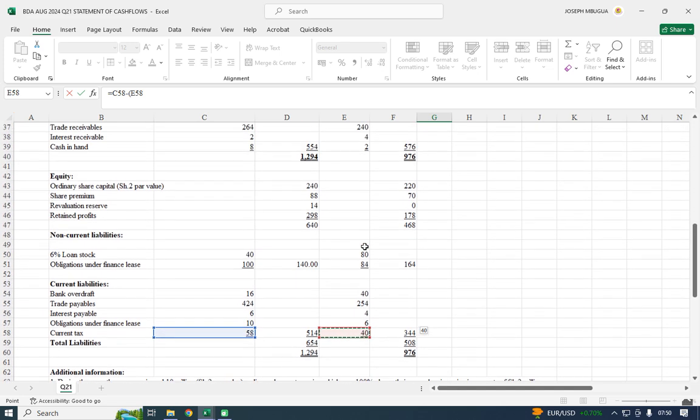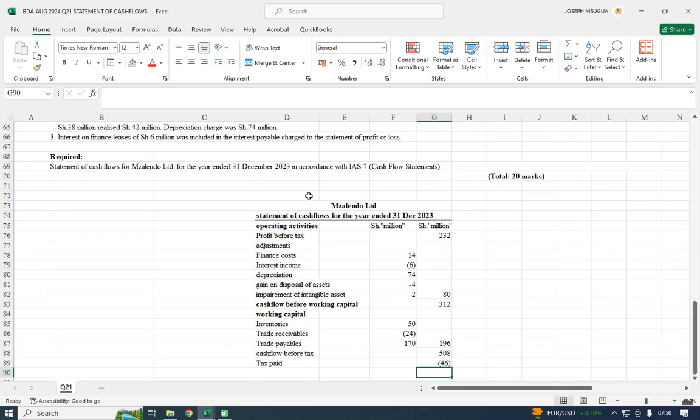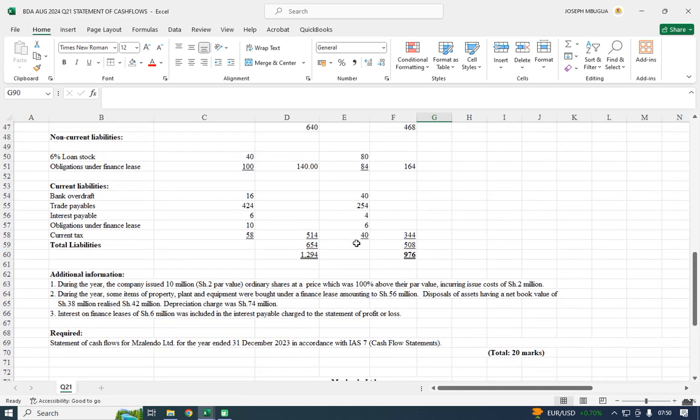And we had to add the one for the income statement. Remember, they had deducted 64, so I'll use a negative in order to convert this into a positive. So you'll find that we paid a tax of 46. And you can open an account if you wish. This one is a brought down. This one is a carry down.